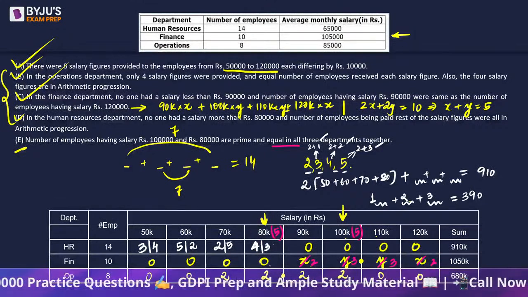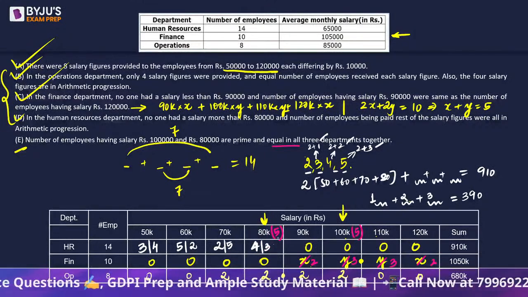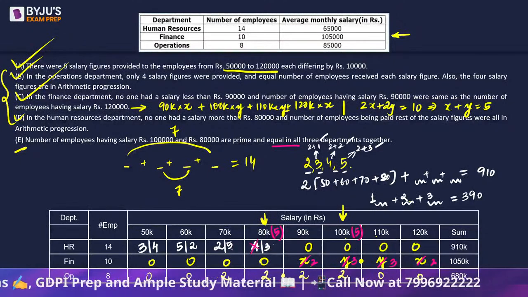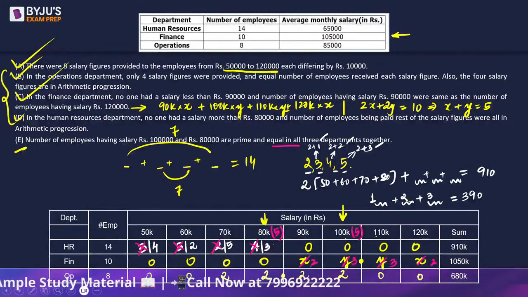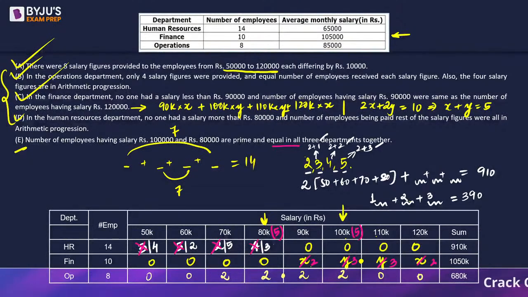And this also forces us कि 80,000 वाला जो 3 चाहिए, that means the first combination is not possible. So in HR department, there are 4 employees who got 50,000, 2 employees who got 60, 5 employees who got 70, and 3 employees who got 80. Such that sum is 910. Similarly for finance and operations को तो, it was fixed.